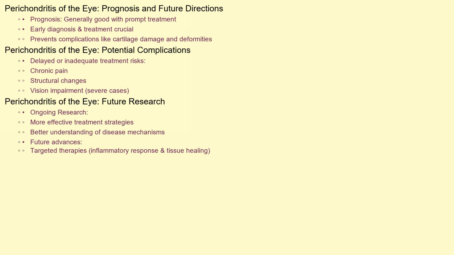The prognosis for perichondritis of the eye is generally good with prompt and appropriate treatment. Early diagnosis and treatment can prevent further complications, such as cartilage damage and deformities. However, delayed or inadequate treatment can lead to chronic pain, structural changes, and even vision impairment in severe cases.